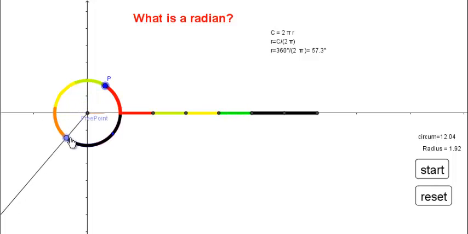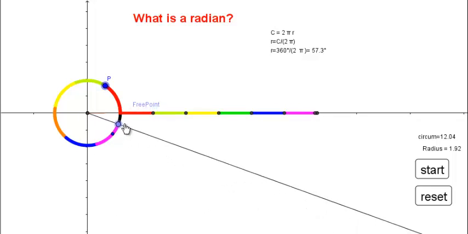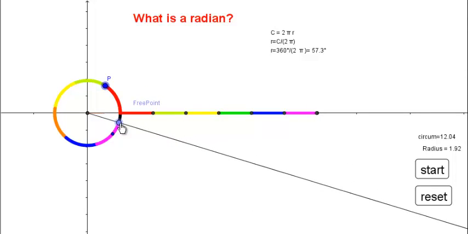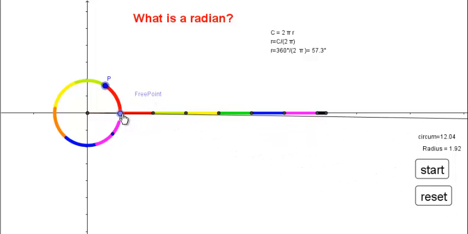So now we're at 4 radians. Now we're at 5 radians. And now we're at 6 radians. And we have 0.28, or about 25% of another radius left here. So there you have 6.28 radians going all the way around. And so 1 radian is equal to 1 radius.